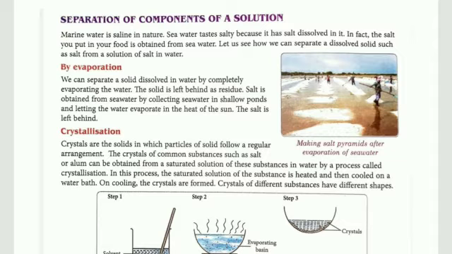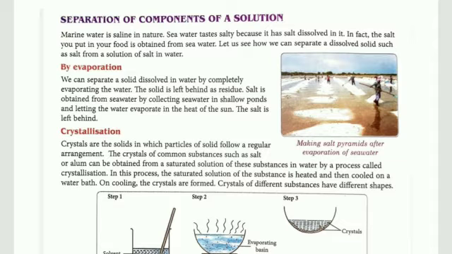The crystals of common substances such as salt and alum can be obtained from a saturated solution of these substances in water by the process called crystallization. In this process, the saturated solution of the substance is heated, and then cooled on a water bath. Water bath means place many ice cubes and put the beaker on the ice. On cooling, crystals are formed.